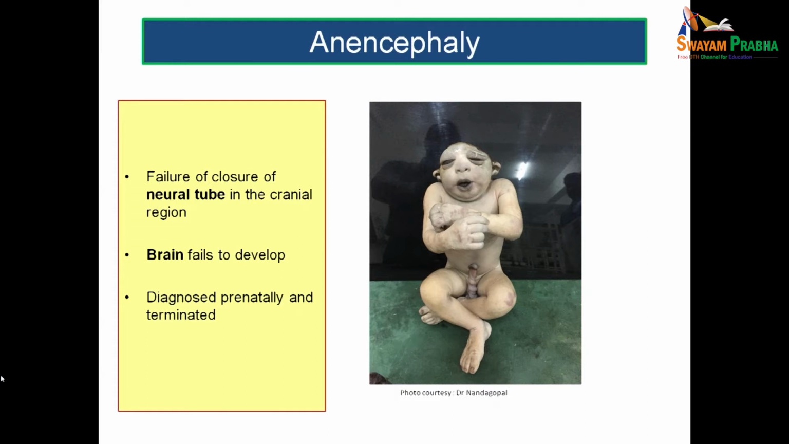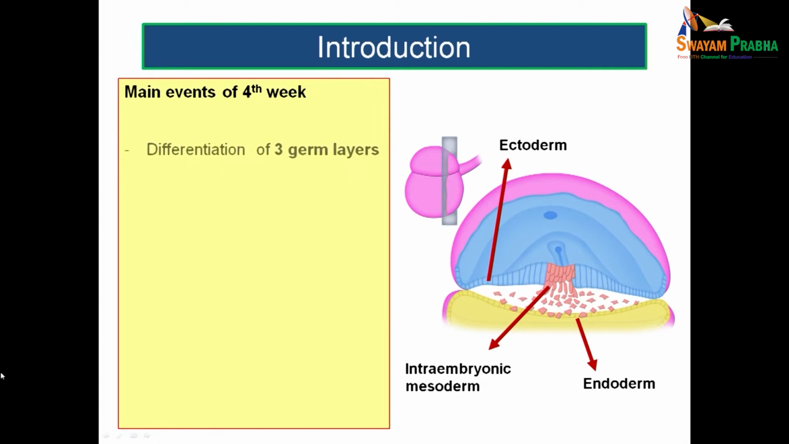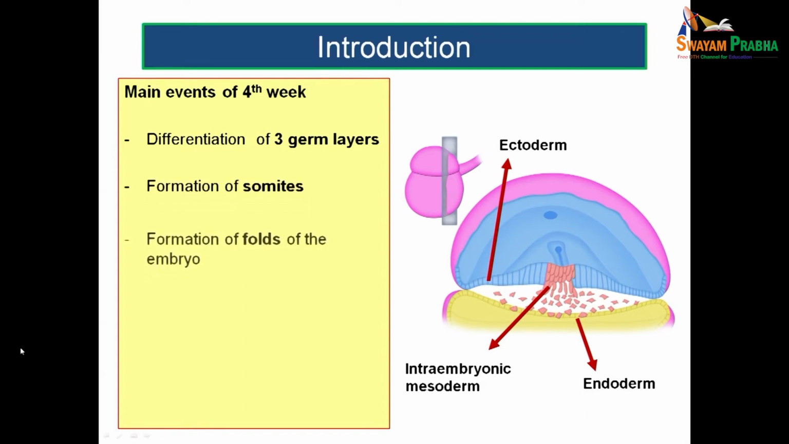So, if you want to understand the details of anencephaly, how this happened, you need to know what are the changes happening to the developing embryo from 4th week to 8th week of intrauterine period. In this session, we will be dealing with the main events occurring in the 4th week under the following headings: the differentiation of the 3 germ layers, the ectoderm, endoderm and mesoderm, the formation of somites, and the formation of folds of the embryo. We know that there are 2 types of foldings for the embryo, one is cephalocaudal folding and the other one is lateral folding. We will be seeing the details of the foldings, and also the applied aspects.